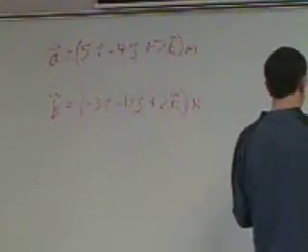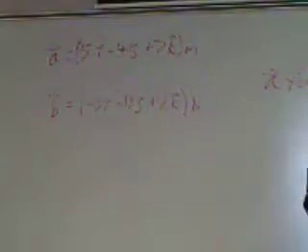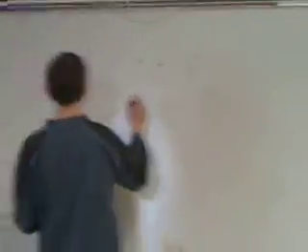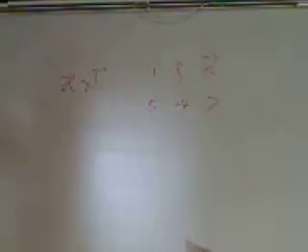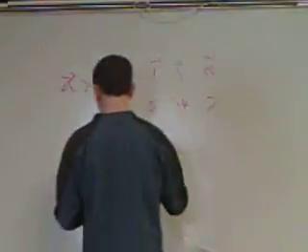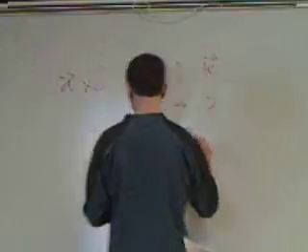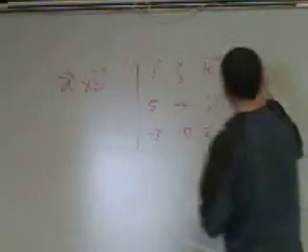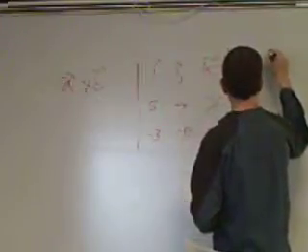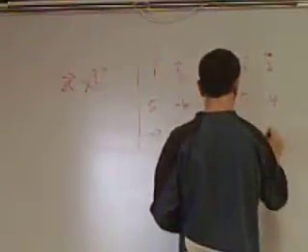Okay, so we're going to set up a matrix. We have I, J, K. Our A components here are 5, -4, and 7. These are the I, J, K components of the vector A. And then we have -3, -13, and 2 as the components of our vector B. Then I'm going to rewrite the first two columns, I and J: 5, -4, -3, -13.